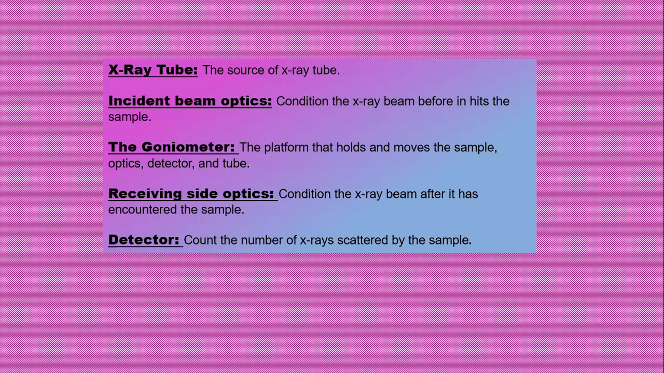First one is the X-ray tube, used as the source. Incident beam optics condition the X-ray beam before it hits the sample. The goniometer is the platform that holds and moves the sample, optics, detector and tube. Receiving side optics condition the X-ray beam after it has encountered the sample. And the last one is the detector, which counts the number of X-rays scattered by the sample.